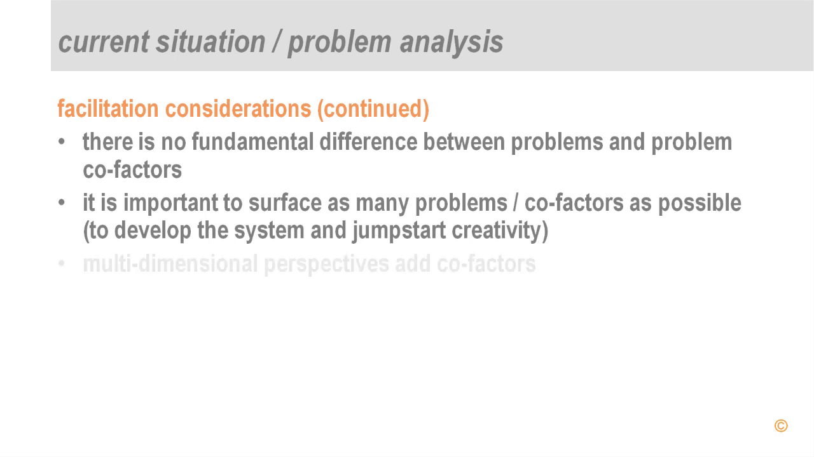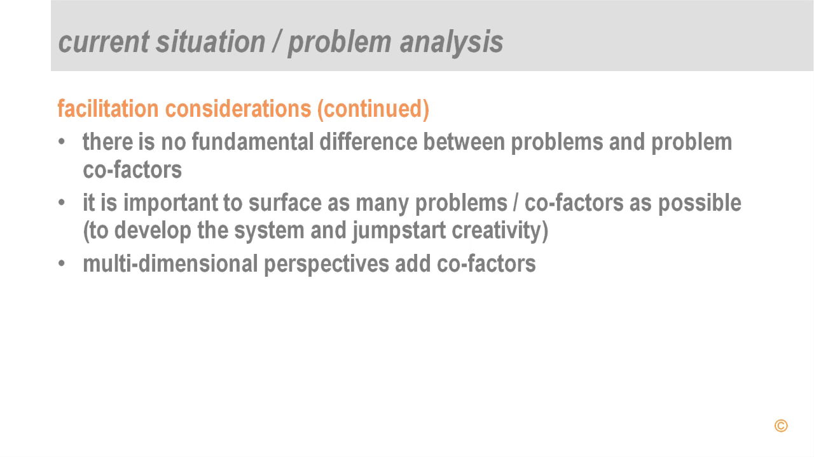It is useful to use multidimensionality to add to the existing list of problems and cofactors. Very often I allow people first in free flow to identify problems and cofactors, and then I ask them, do you know additional cofactors that you have not thought of before in the economic, cultural, political, technological, etc. dimension? And then typically more problems and problem cofactors are forthcoming.